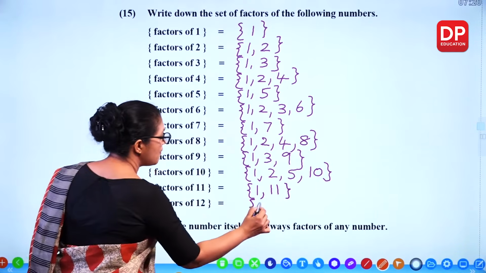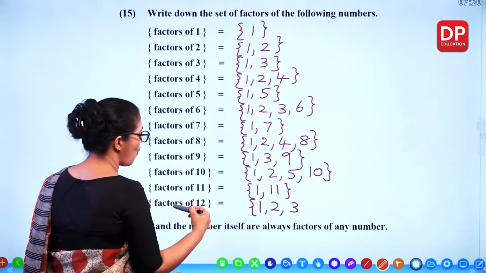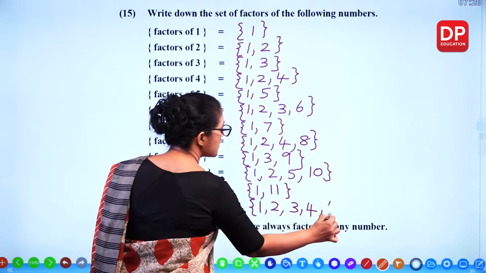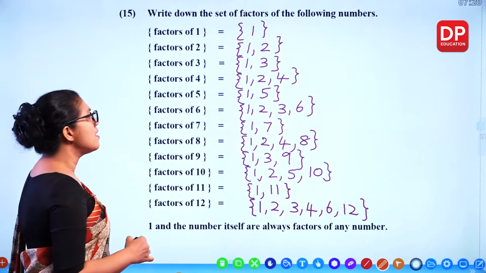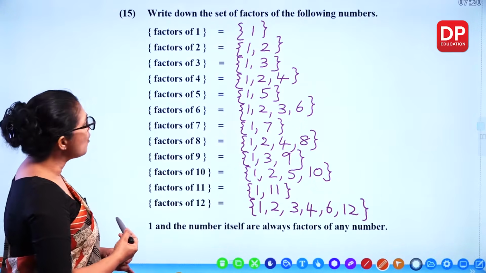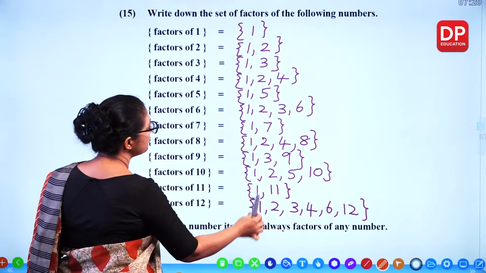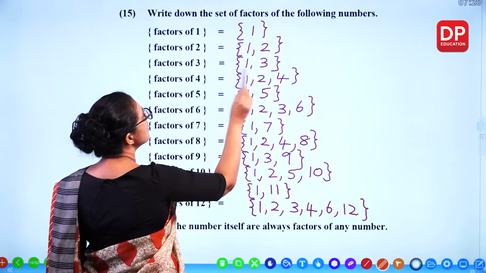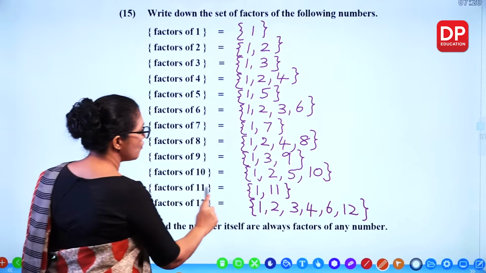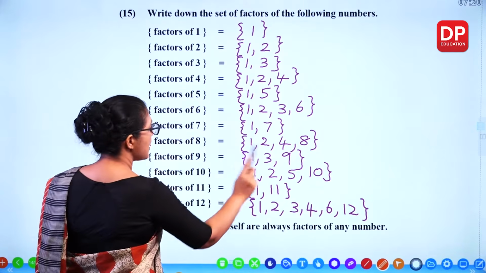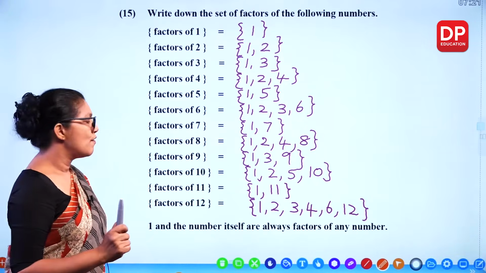And factors of 12. 1 times 12. 2 times 6. 3 times 4. And here 2 times 6 and 12 times 1. So these are the factors of all these numbers. Now when you look at carefully, always 1 and the number itself are the factors of any number. So look at carefully, 11 is there, 12 is there, 10. So 1 and the number itself is always a factor.